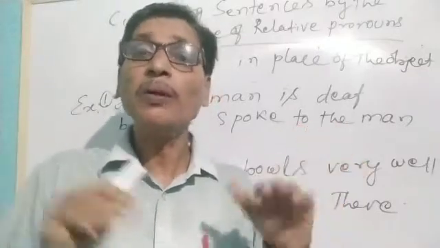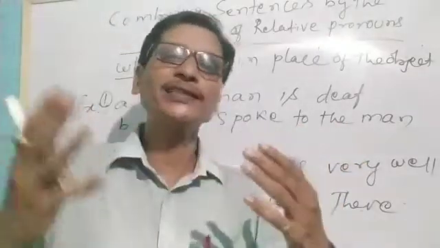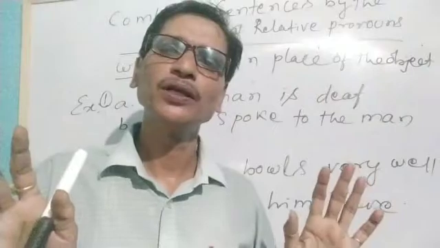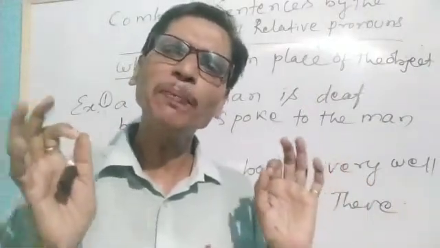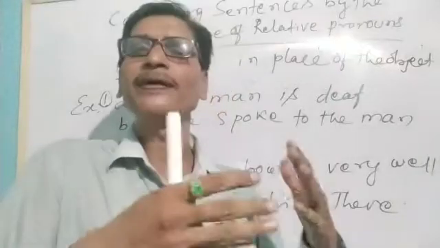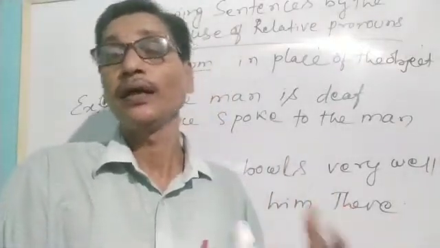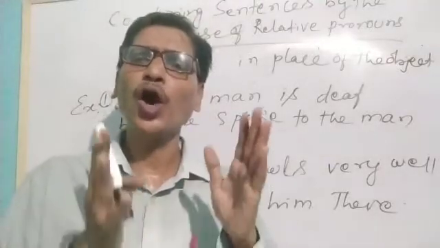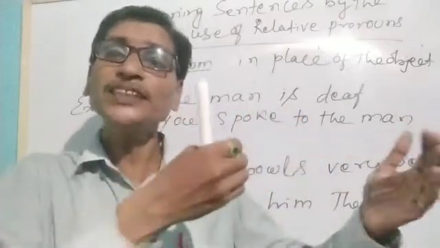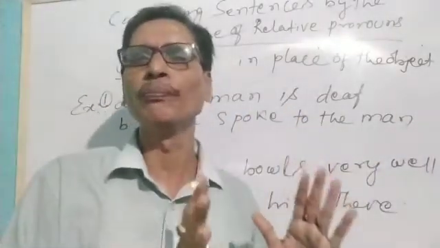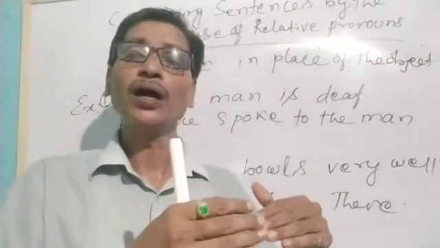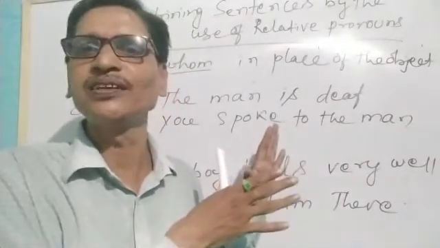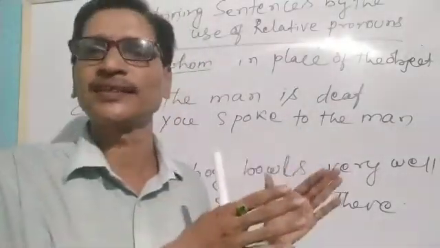But in informal English, as far as spoken English is concerned, we don't use whom. We use who in place of whom, even if it is used as an object. But if the relative pronoun or the object has a preposition before it, then we can use whom, or we can use who and put the preposition at the end of the sentence. That example we are going to discuss right now. Please concentrate on this.